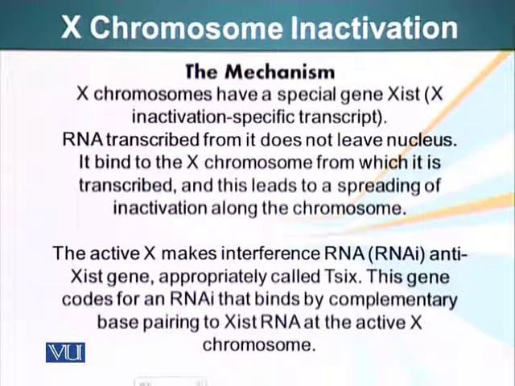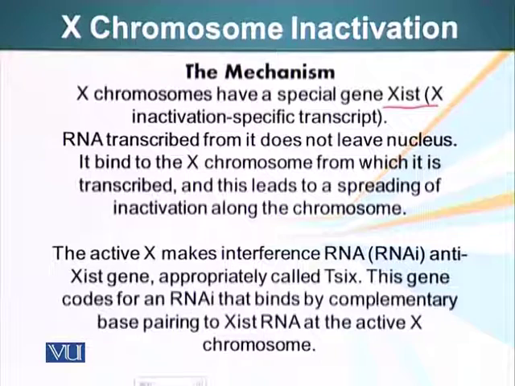The chromosome that is going to become inactive starts making a special RNA called Xist, which stands for X inactivation specific transcript. This RNA is not translated, it does not even leave the nucleus. It starts to bind the X chromosome from which it was transcribed, and this leads to spreading of inactivation along the X chromosome.